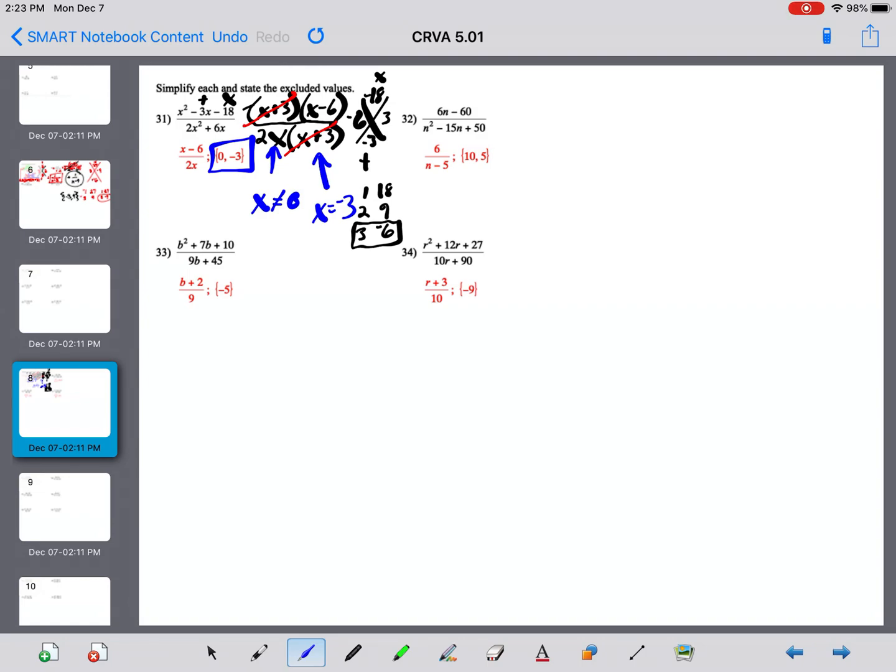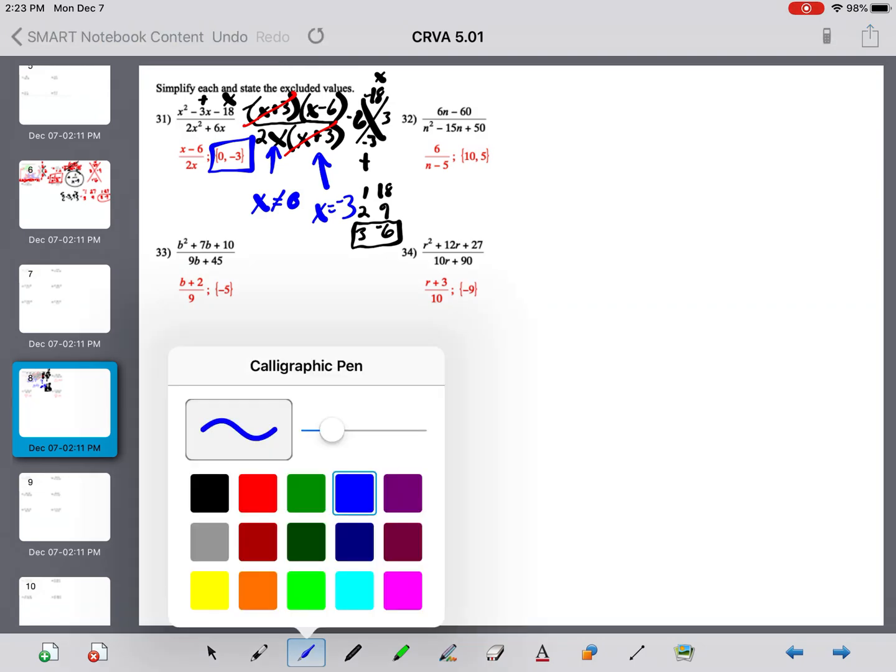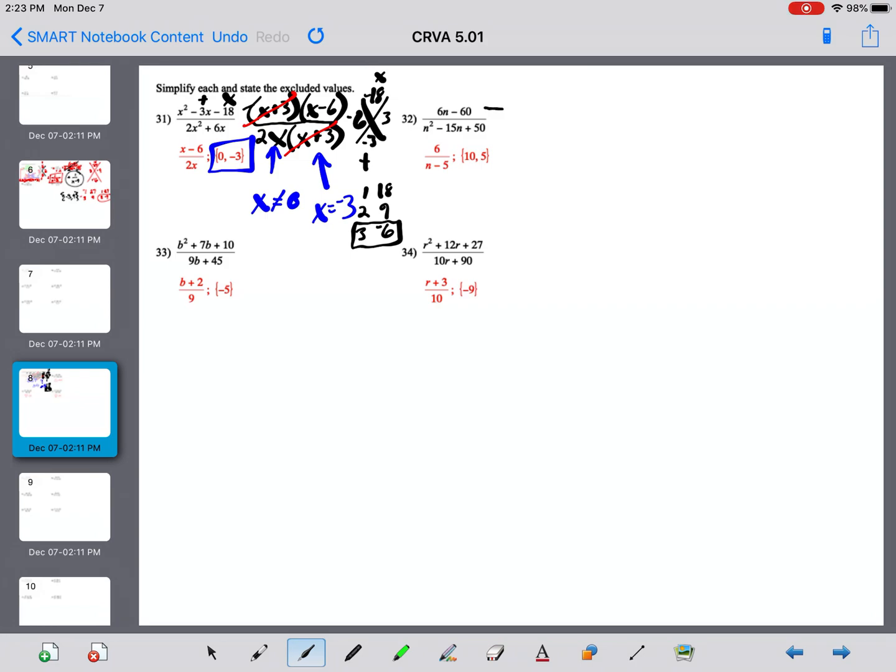Where to go next? How about 32? So 32, we can factor the top into 6 times n minus 10. On the bottom, it's a trinomial. a is equal to 1. That's good. There is no GCF. We're looking for numbers that multiply to 50 and add to negative 15.